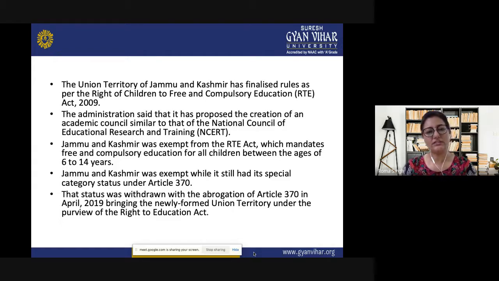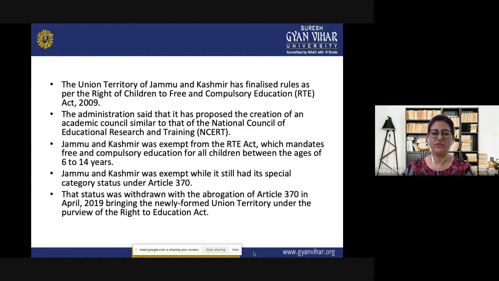The administration said that it has proposed the creation of an academic council similar to the National Council of Educational Research and Training, that is NCERT. And Jammu and Kashmir was earlier exempted from the RTE Act, which mandated free and compulsory education for all children between the ages of 6 to 14 years.